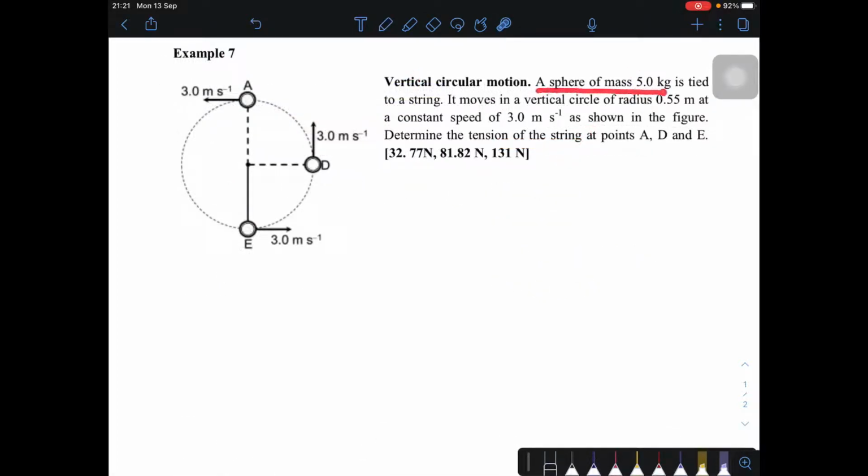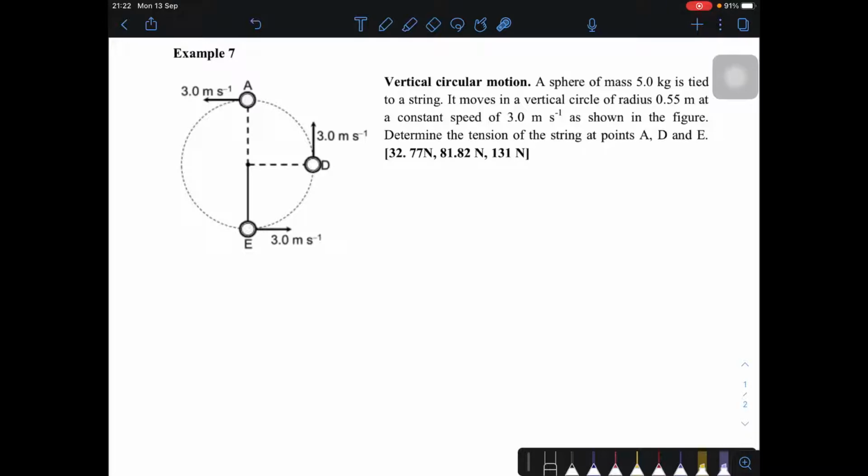Okay, next one, example 7. A sphere of mass 5 kg is tied to a string. It moves in a vertical circle of radius 0.55 meter at a constant speed of 3 meter per second. Determine the tension of the string at points A, D, and E. Okay, so we are given a figure here to help us understand the situation.